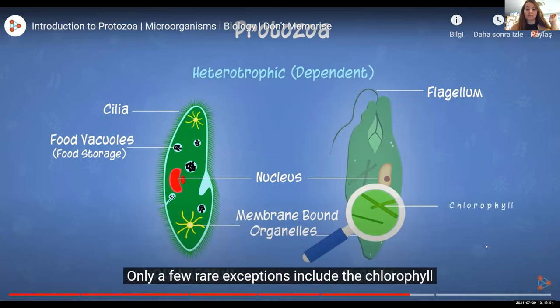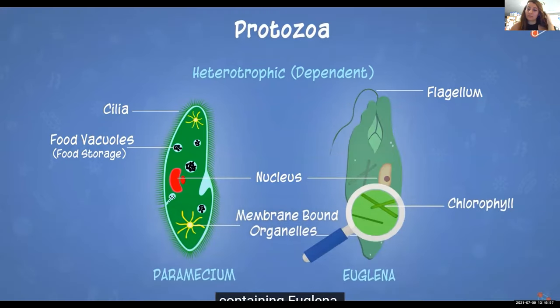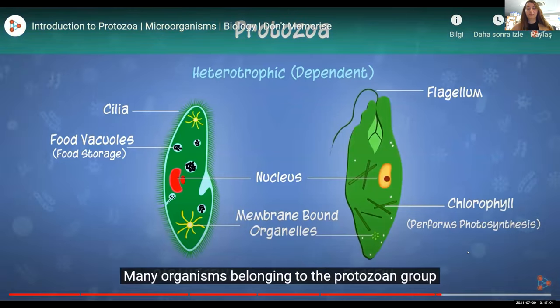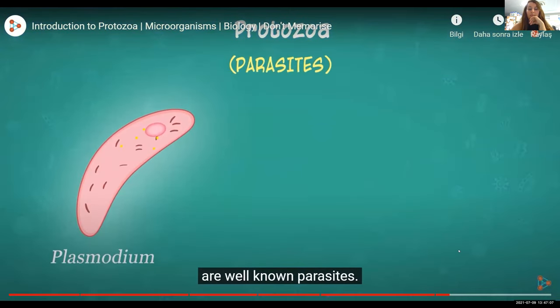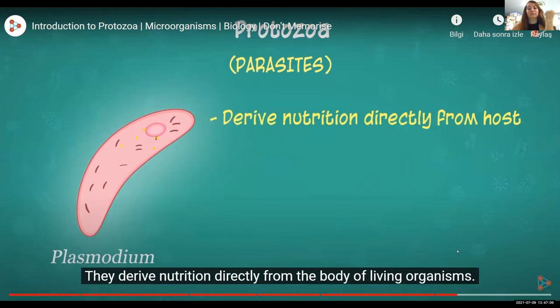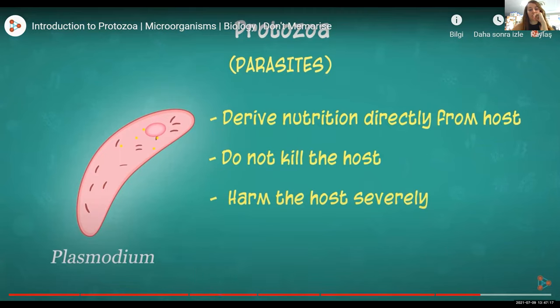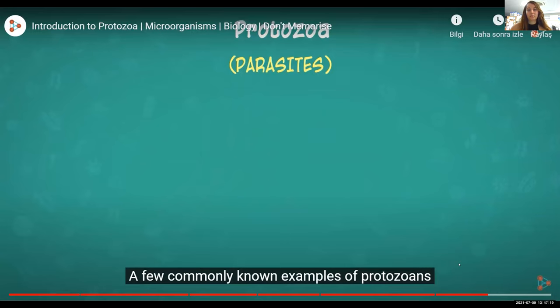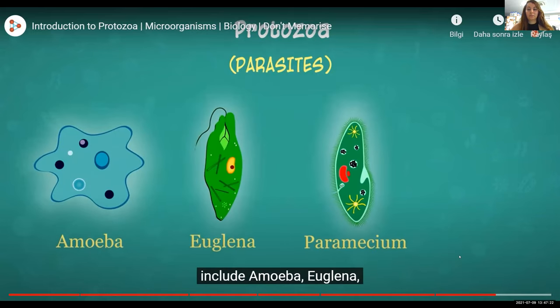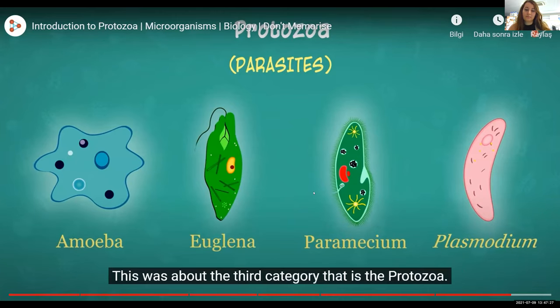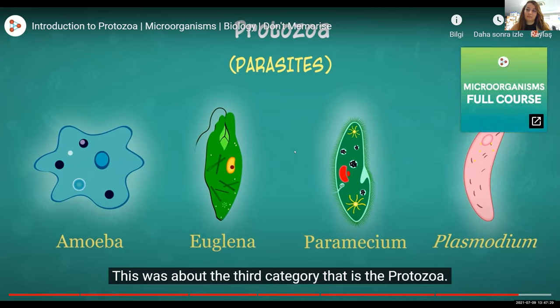Only a few rare exceptions include the chlorophyll containing euglena. It usually performs photosynthesis, but others lack the capacity to do so. Many organisms belonging to the protozoan group are well-known parasites. They derive nutrition directly from the body of living organisms. So they do not kill the host, but do harm them severely. A few commonly known examples of protozoans include amoeba, euglena, paramecium, and the disease-causing plasmodium. This was about the third category, that is the protozoa.